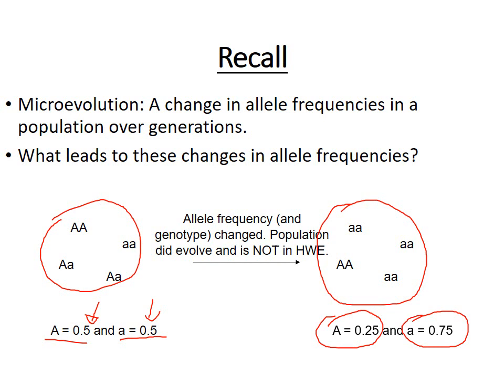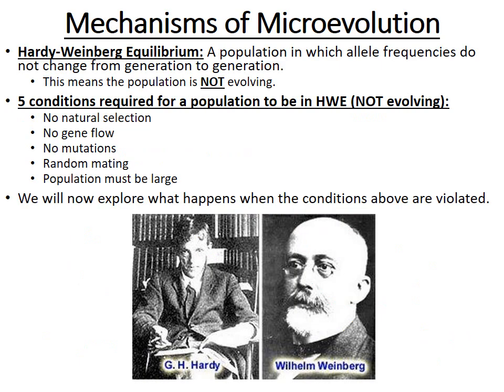So since our frequencies are not the same, this is P over here, this is Q over here, this is P over here in generation 2, Q over here in generation 2. Since they changed, what that means is the population is not in Hardy-Weinberg equilibrium, that it is evolving. And it's probably due to one of the conditions not being met in the previous slide and lesson that we discussed. And these are the mechanisms over here.